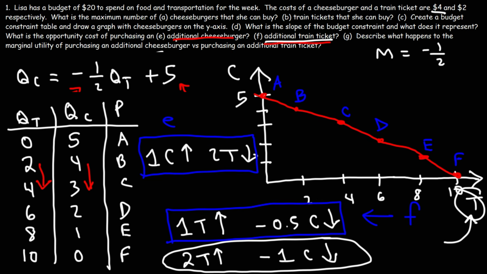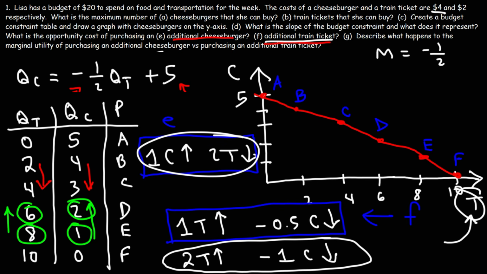And for E, we're looking for the opportunity cost of just purchasing 1 additional cheeseburger. To buy 1 additional cheeseburger, we need to give up 2 train tickets. So if we're going from point E to D, to increase the number of cheeseburgers from 1 to 2, we have to decrease the train tickets from 8 to 6. So that is the opportunity cost of purchasing 1 additional cheeseburger. You have to give up 2 train tickets in order to get it. So hopefully that helps you to see the concept of opportunity costs. It's what you must give up to obtain what you desire.